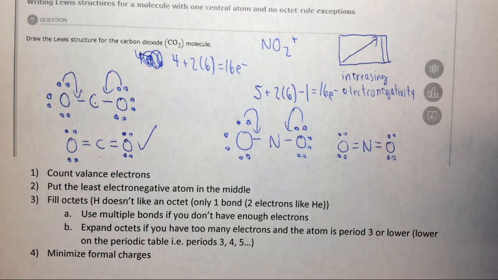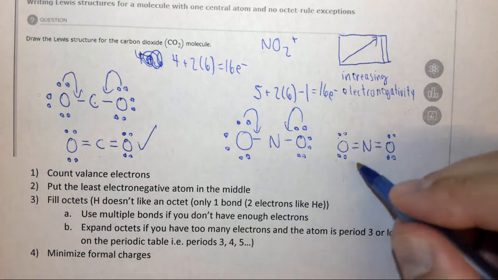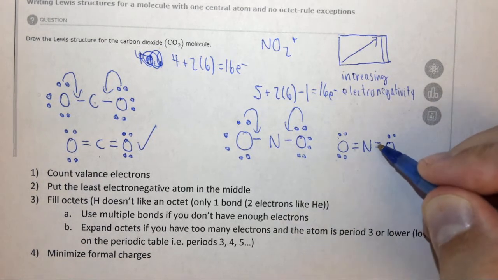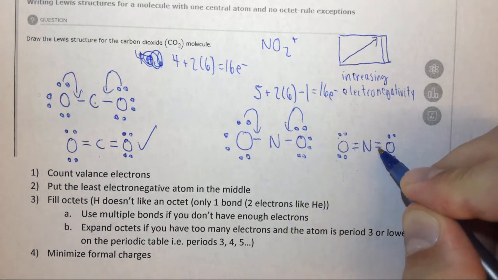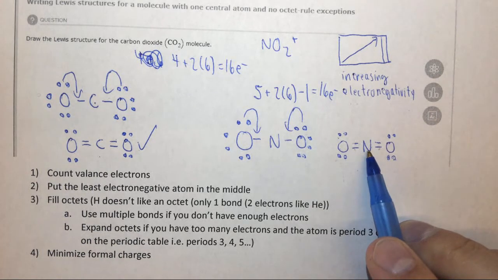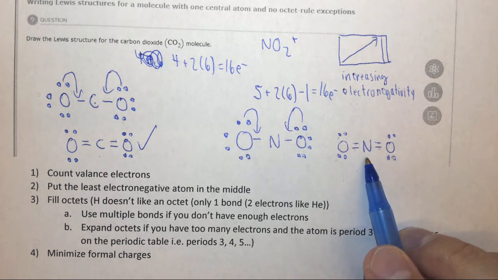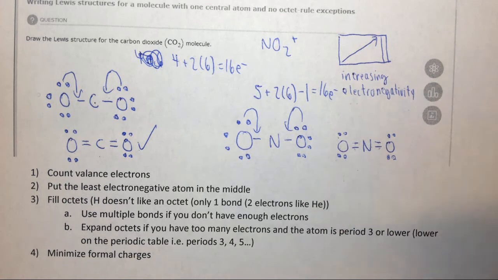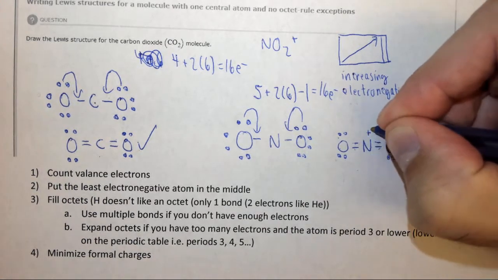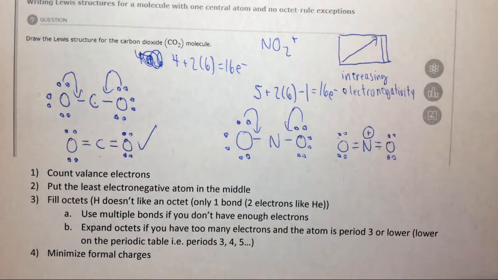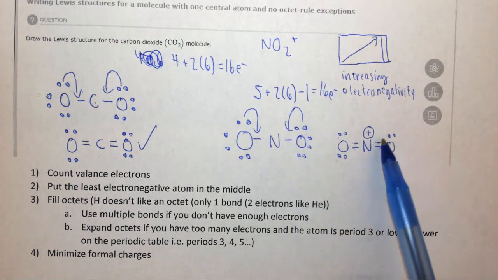Nitrogen wants to have 5 electrons around it. How many electrons does it actually have? 1, 2, 3, 4. If it wants to have 5 electrons around it, and it only has 4, that means that it's missing an electron. Well, something that's missing an electron has a plus charge. So when you look at this, this is the best Lewis structure.